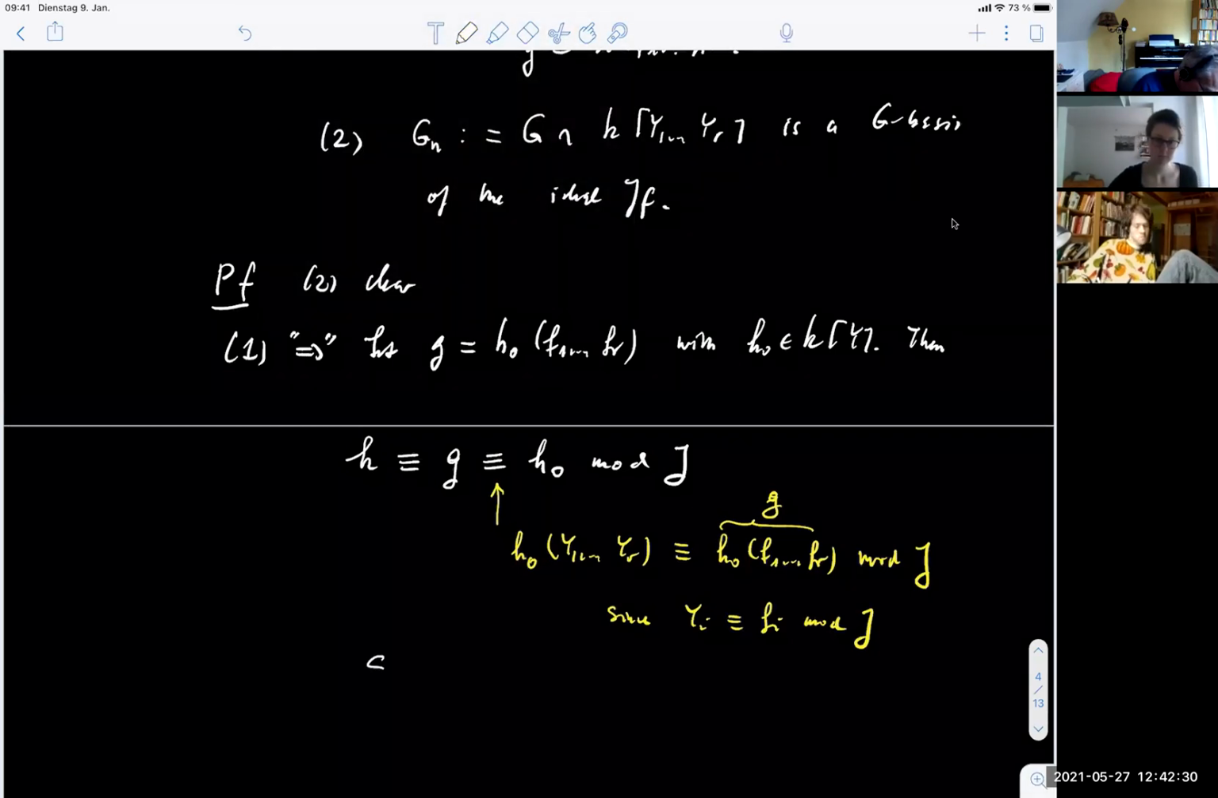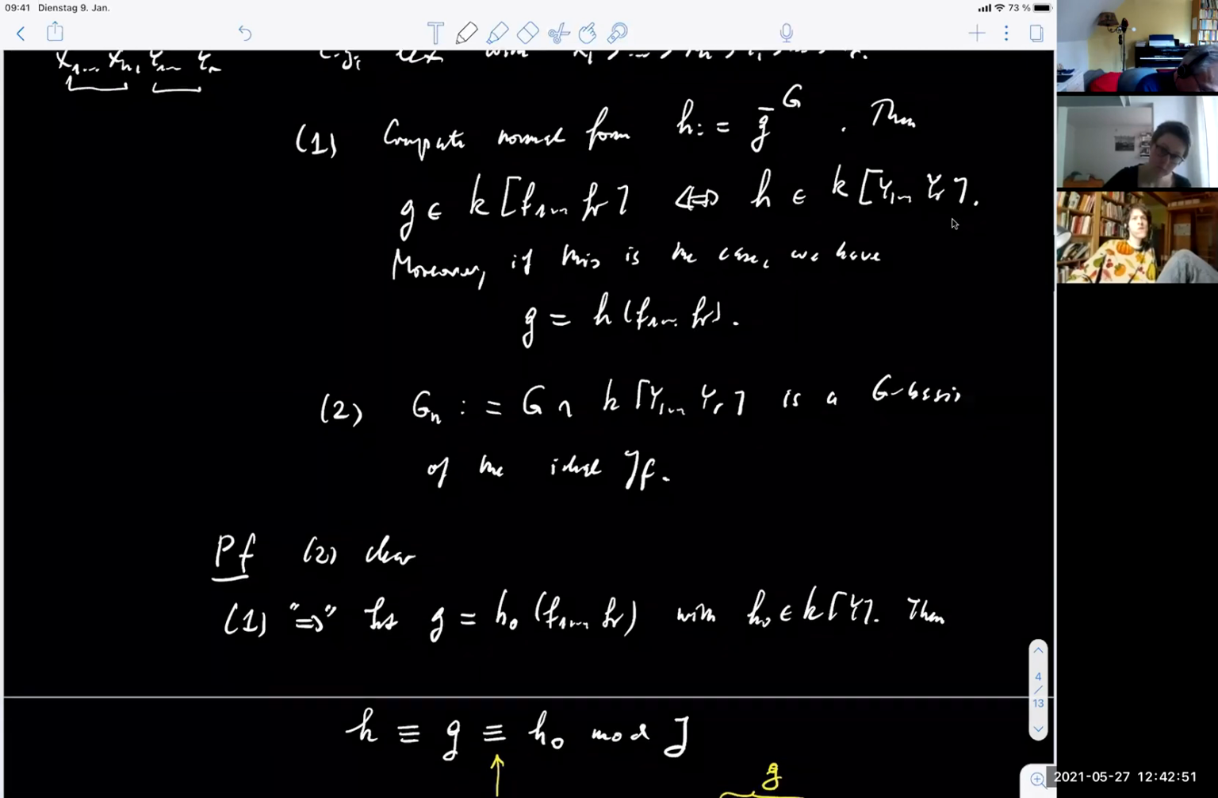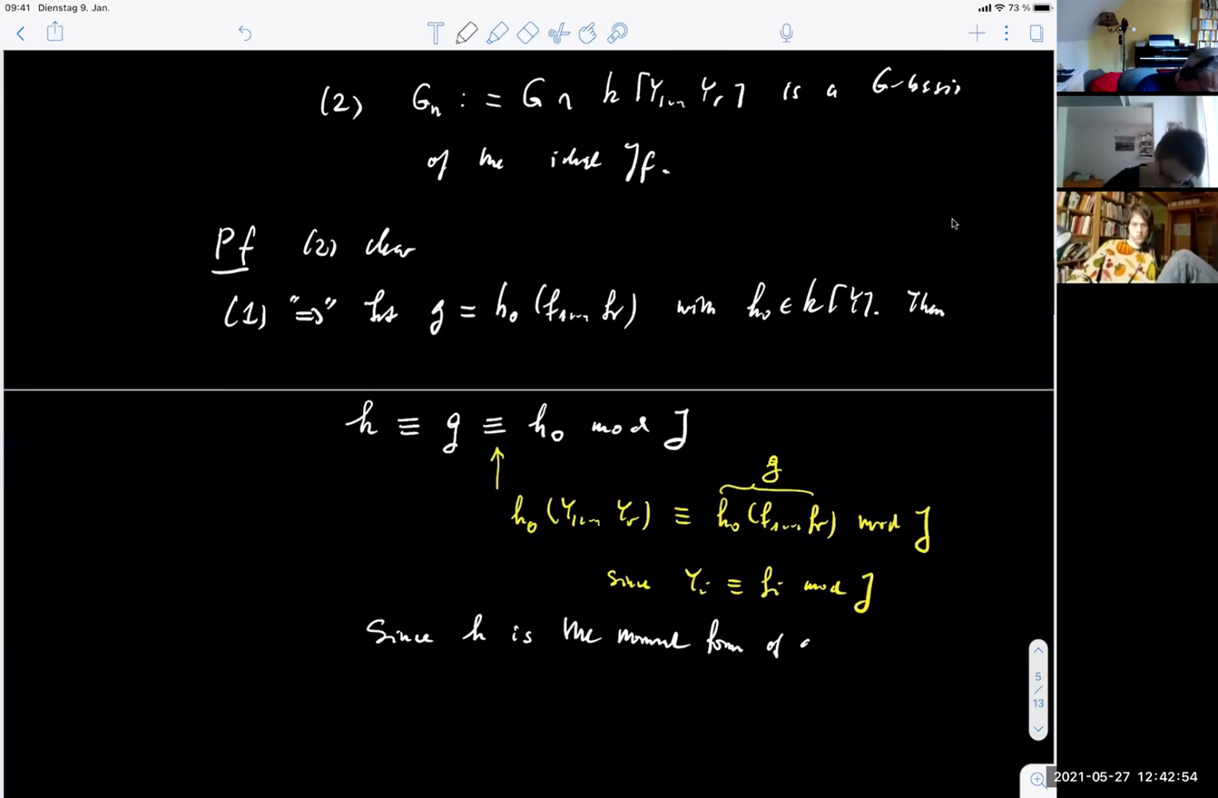Right, since now I use, since H is a normal form, no, I should say it is the normal form, it's much better, because it's unique. It was defined as the normal form of G, of small g, modulo the ideal. Okay, what do we get? H0. Okay, here, H0 and H, they are congruent.